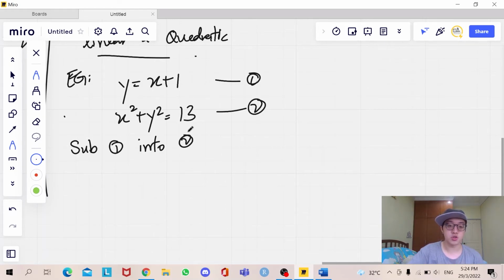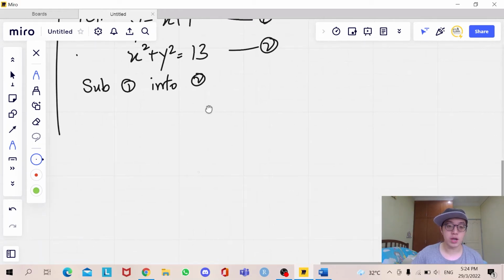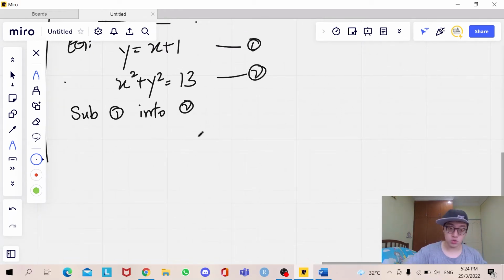First we will name our equations 1 and 2, and then we will substitute equation 1 into equation 2. It's important for you to write this so the examiner knows what you are doing. So from 2 here, you will get x squared plus y squared, which is x plus 1 as defined from the first equation, equals 13.